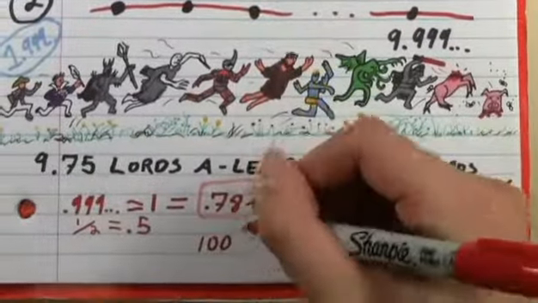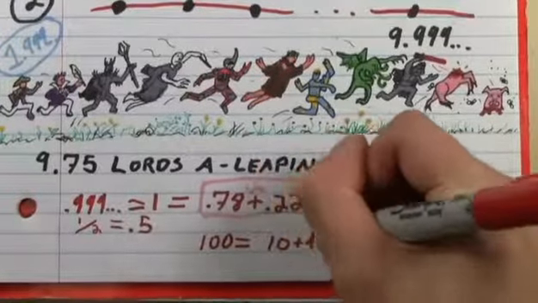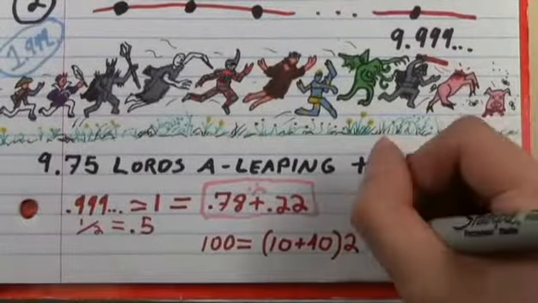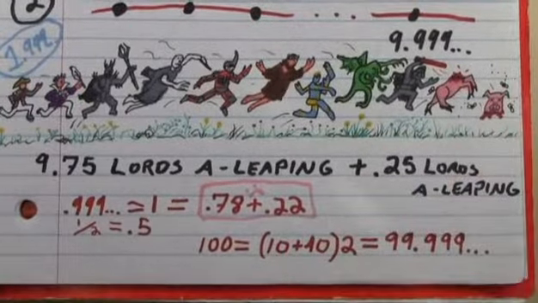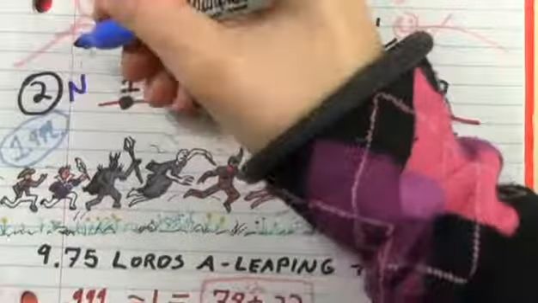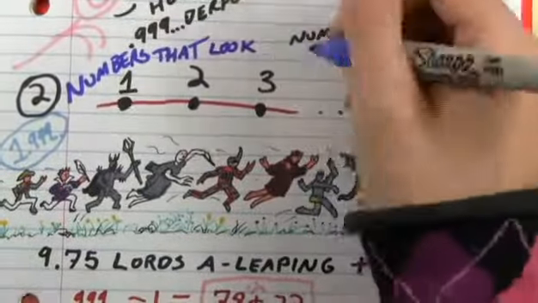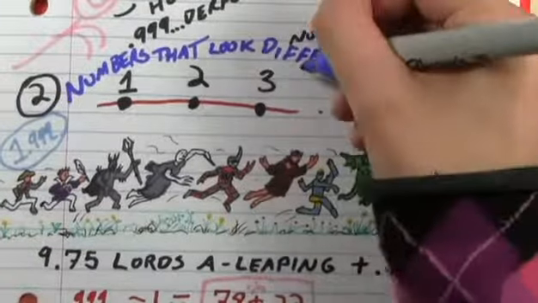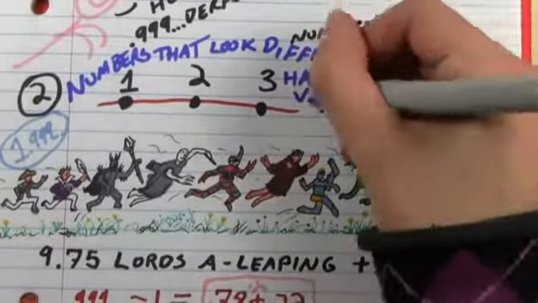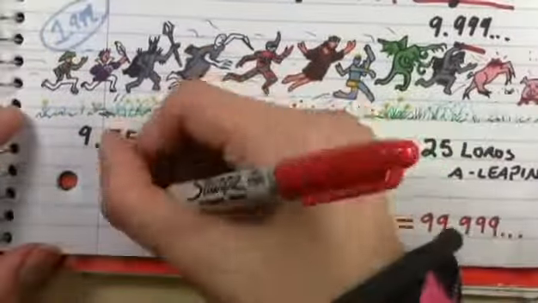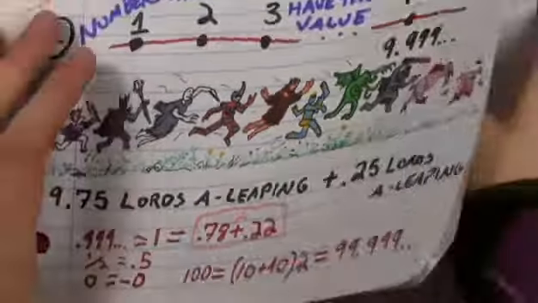Just as 100 years of solitude is exactly as long as 10 plus 40 times 2 years of solitude, or 99.9 repeating years of solitude. So reason 2 is not a proof, but a reason to stay open-minded. Numbers that look different can have the same value. Another example of this is that in algebra, 0 equals negative 0.